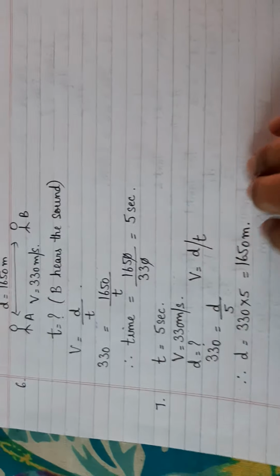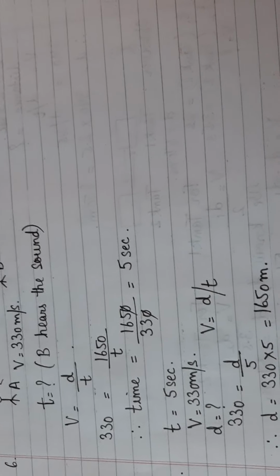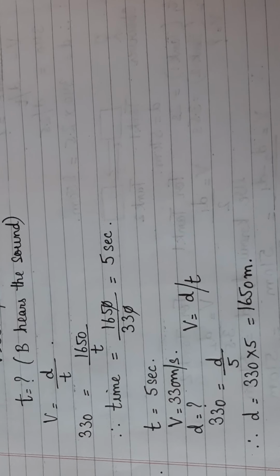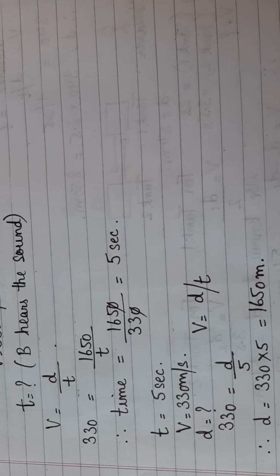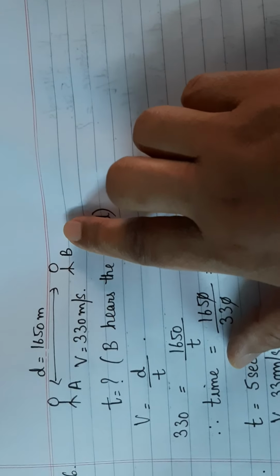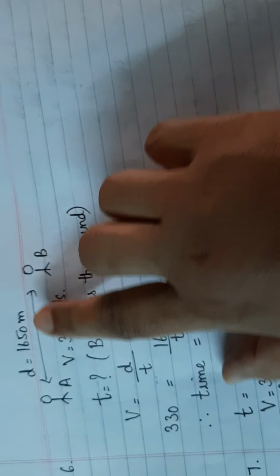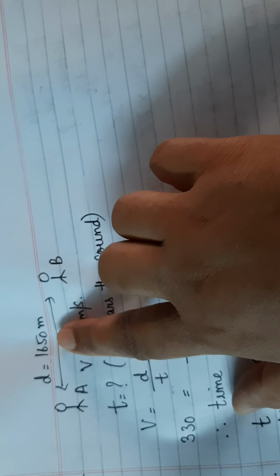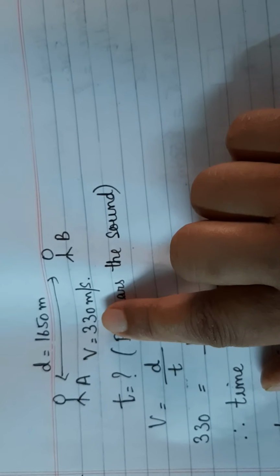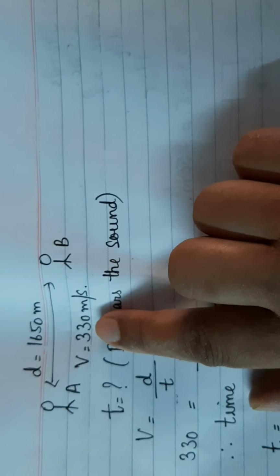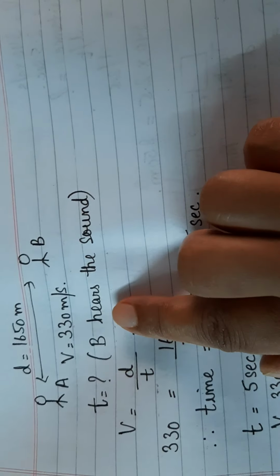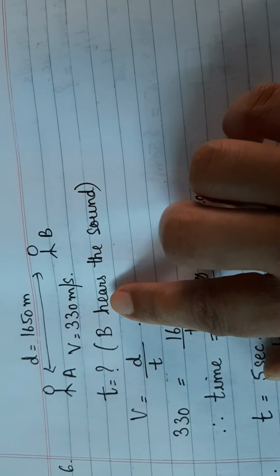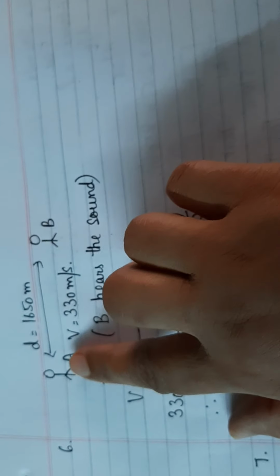Now we go to numerical number 6. Okay, children, I'm reading numerical number 6 for you from the book. An observer A fires a gun at an observer B. I have drawn a simple diagram for understanding. There are two observers A and B, and the distance between the observers is given to be 1650 meters, and the speed of sound is also mentioned in the question to be 330 meters per second. You are supposed to find out the time taken by B to hear the gunshot which was fired by A.